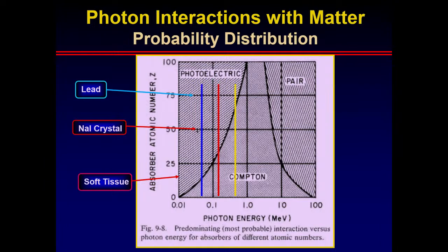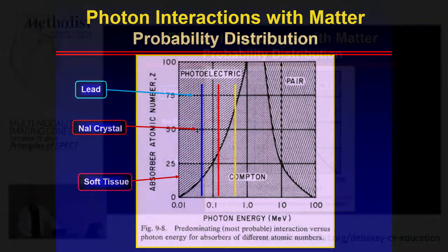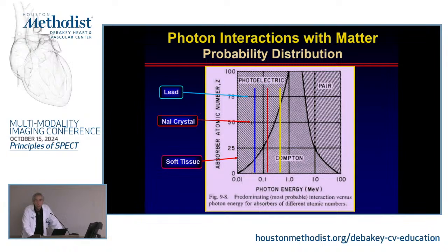And you can see that for thallium at 72 and for technetium at 140 kV, lead obviously causes photoelectric effect, but so does the sodium iodide crystal, and that's what you want. You want to get most of your photoelectric effect in that crystal so you can amplify as many light scintillations as you can. But notice that with both thallium and technetium you also see a lot of Compton scattering, and very little photoelectric effect.